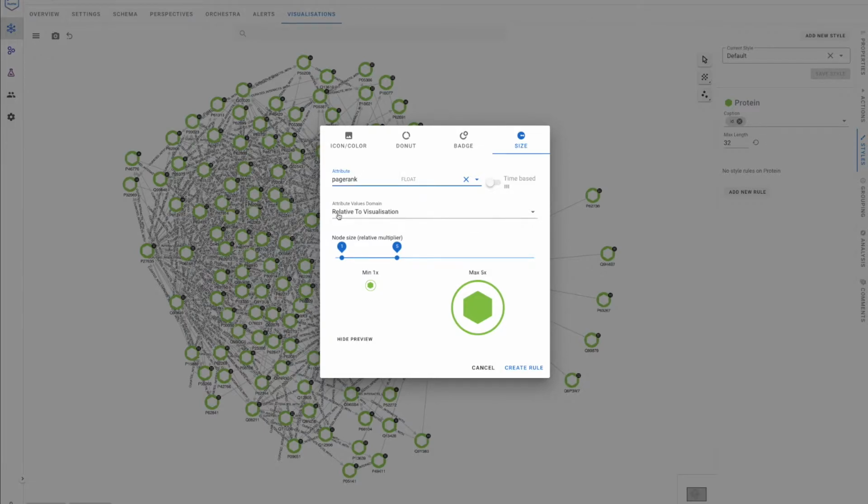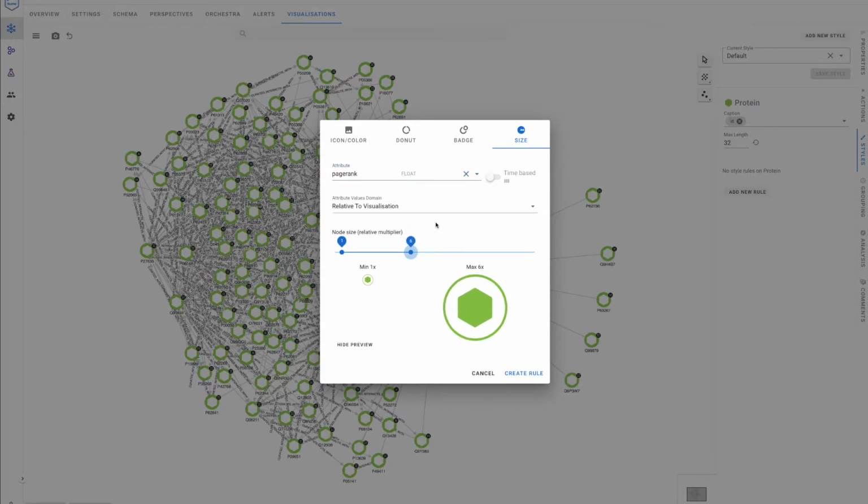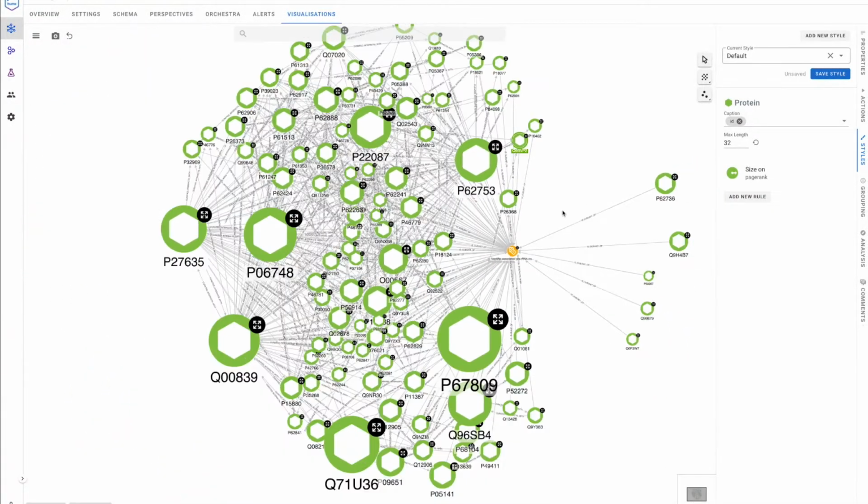I'm going to have it be relative to my visualization rather than globally across my whole database to keep things in context to what I'm seeing on the screen. And I'm even going to increase my size multiplier a bit so that those most influential proteins really stand out. Let's add our rule. And now we can see just that.